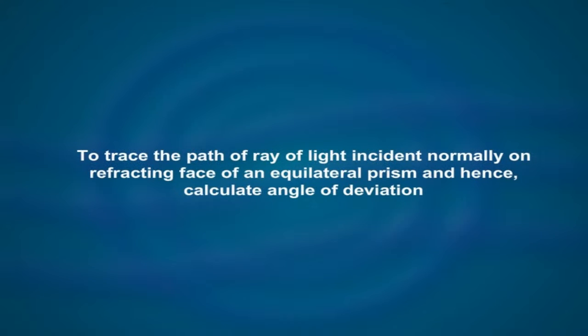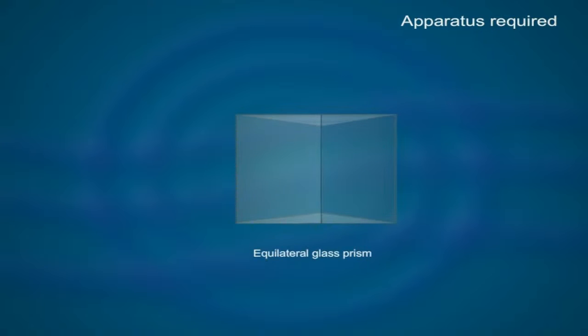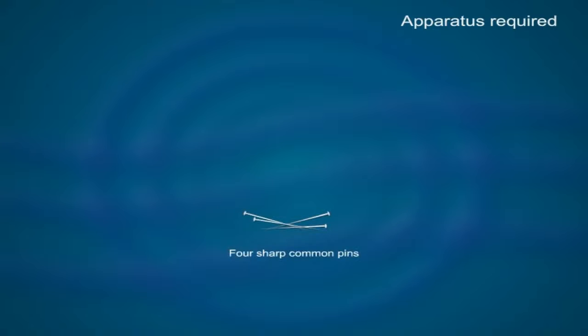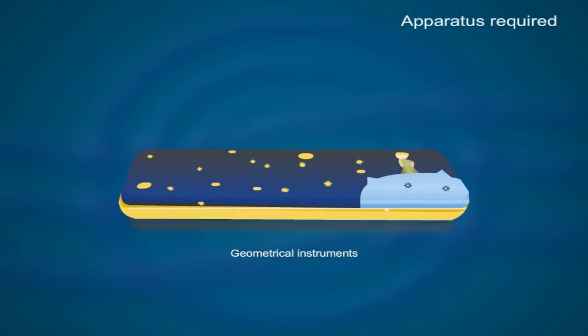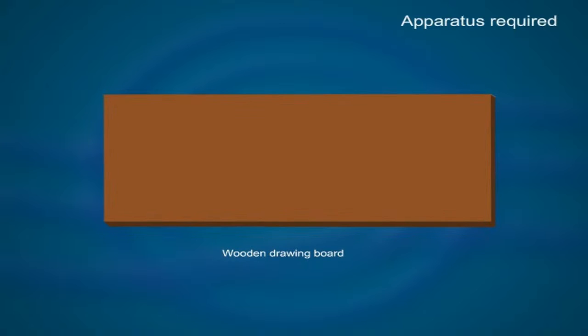To trace the path of a ray of light incident normally on the refracting face of an equilateral prism and hence calculate the angle of deviation. Apparatus required: equilateral glass prism, 5 white sheets of paper, 4 sharp common pins, cellotape, geometrical instruments, wooden drawing board.